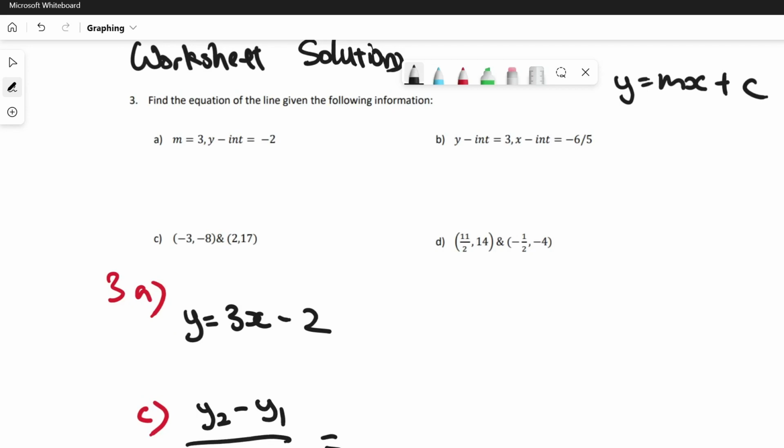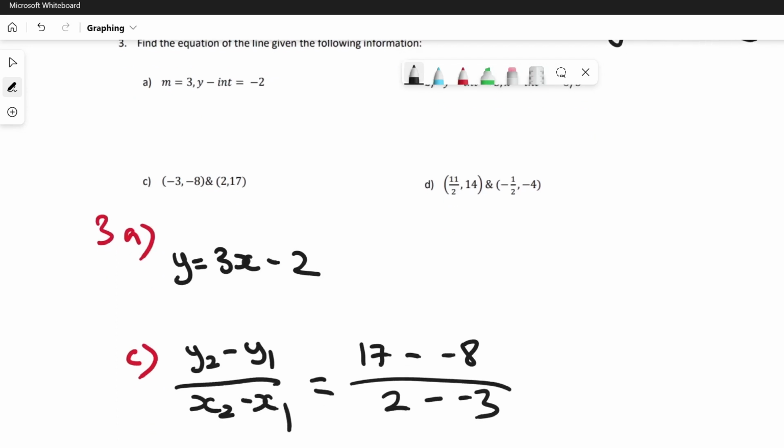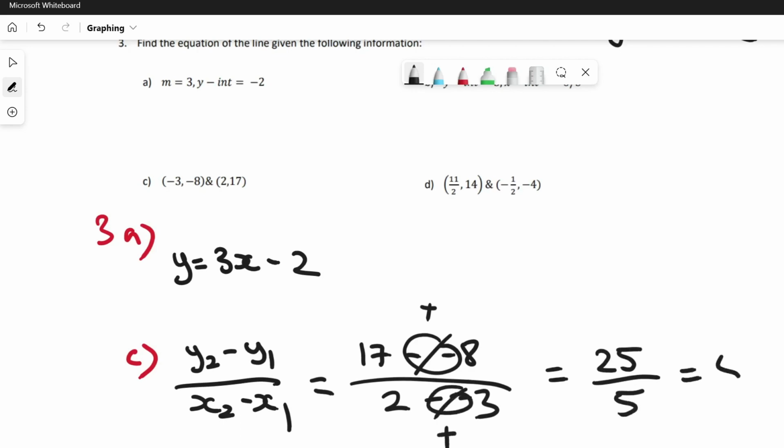So in this case, y2 is 17, y1 is -8, x2 is 2, and x1 is -3. So if we work that out, remember the double negatives become a positive. So 17 plus 8 is 25, and 2 plus 3, remember, is 5. So the gradient is 5.